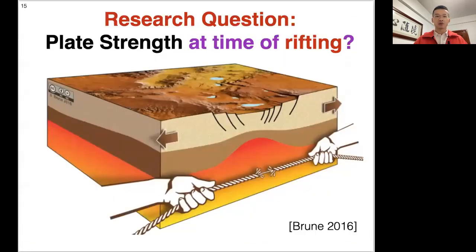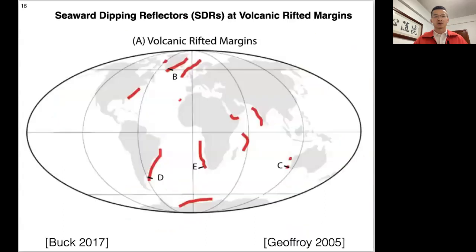So to address the question, what was the plate strength to allow continents to rift apart? We look at the seaward dipping reflectors at volcanic rifting margins. They are deposited globally and indicated by these red curves. So what are SDRs? Let's take the South Atlantic as an example.